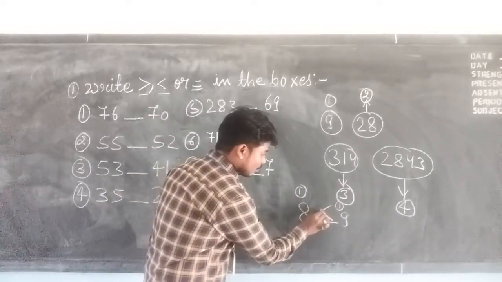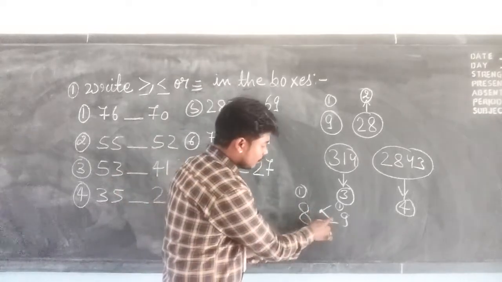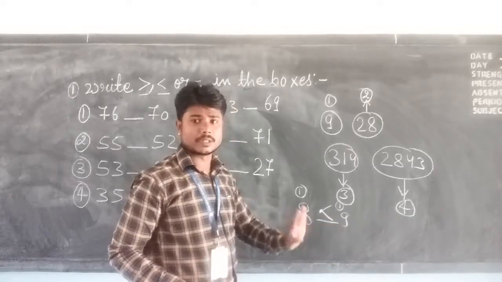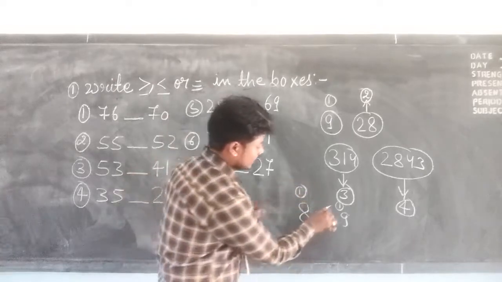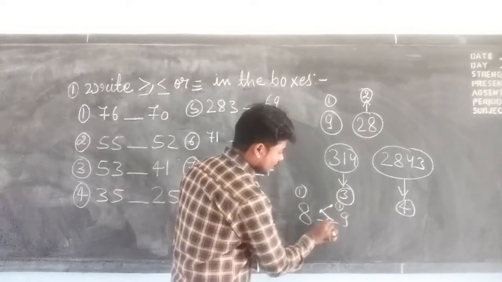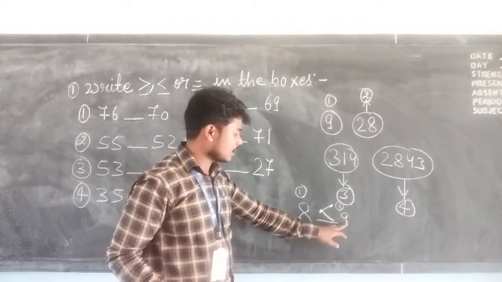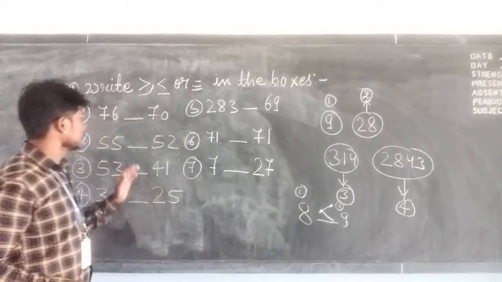See, the arrowhead indicates the smaller number, and the tail of this arrow indicates the bigger number. The arrowhead indicates the smaller number, and the two tails of the arrowhead indicate the bigger number. So 9 is bigger than 8. Understood? Now let's move to the questions.